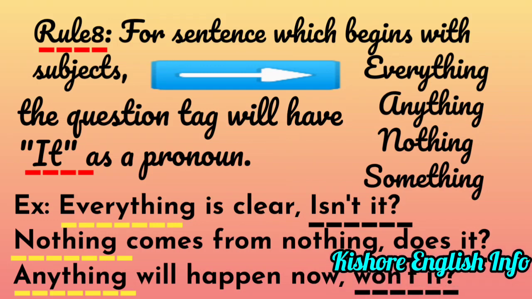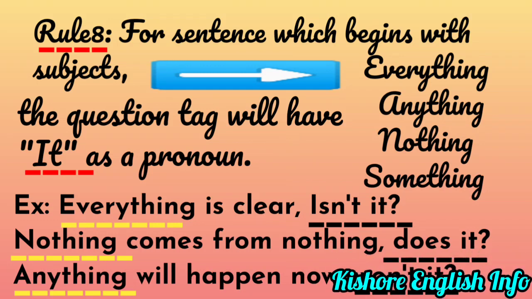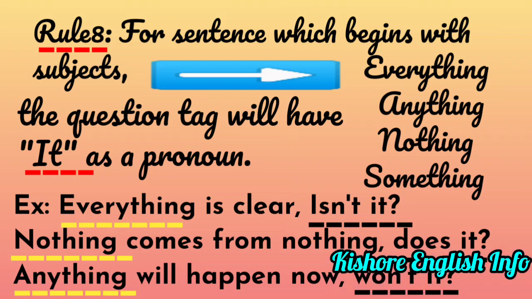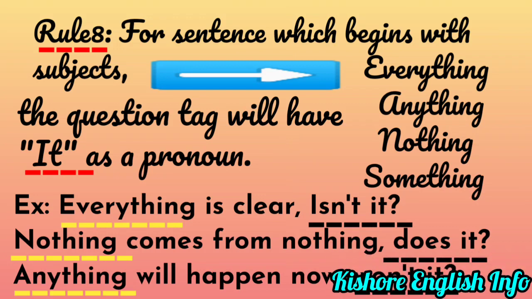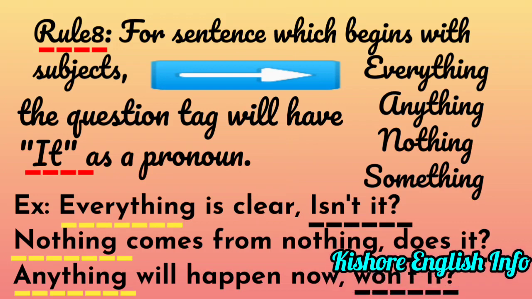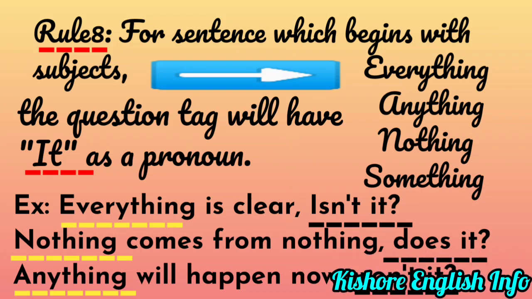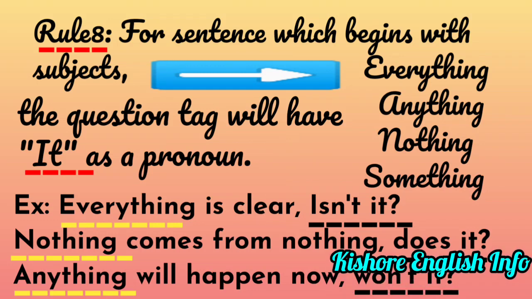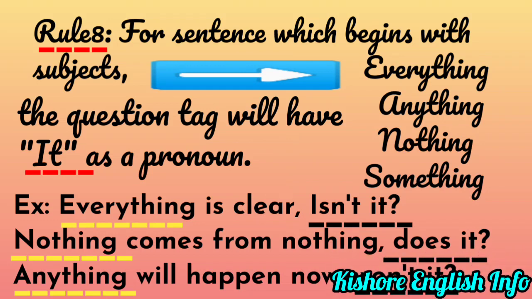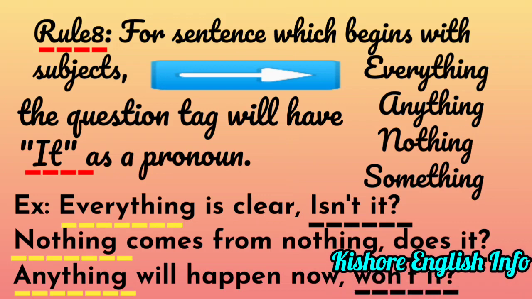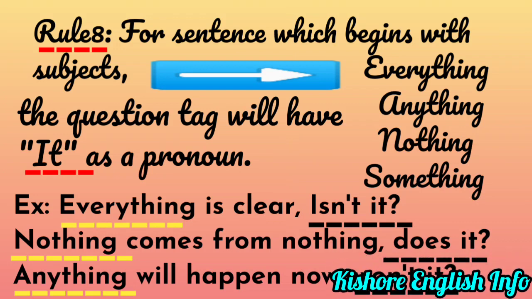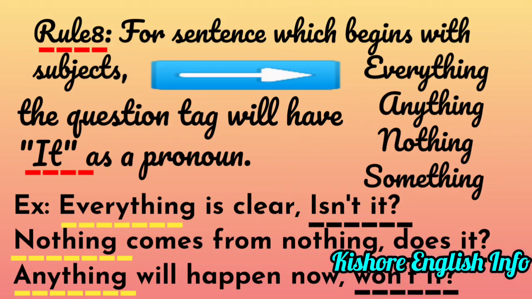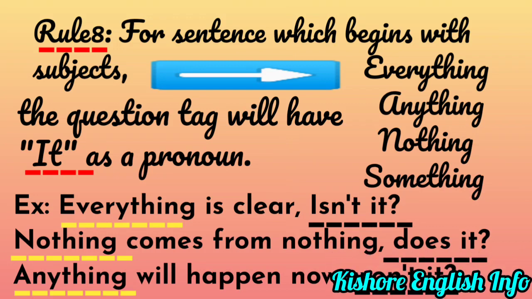Everything is clear, isn't it? Nothing comes from nothing. Does it come? Nothing is already a negative word, so there is no need to add a negative form. So, nothing comes from nothing, does it? Anything will happen. Anything is a positive word, so we add the negative form: won't it? Anything will happen, won't it?